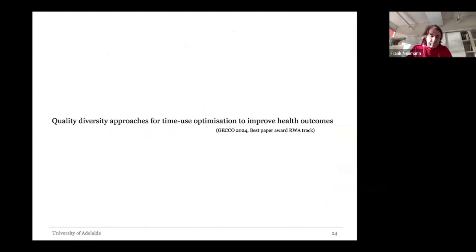Okay, so let me turn to the last example in terms of diversity optimization, and that is quality diversity for time use optimization to improve health outcomes. That's quite a different application domain, and we work with people from health science on that.